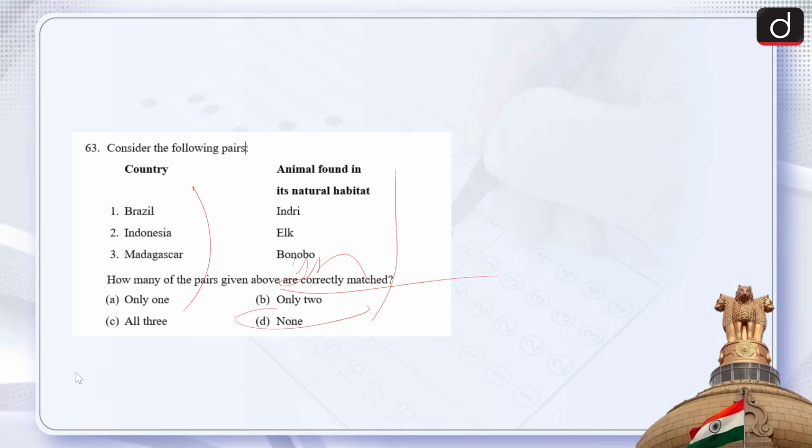So this is the Indri. Indri is endemic to Madagascar. They are found in the northeastern part of Madagascar. It is an endangered species. Now we come to the elk.